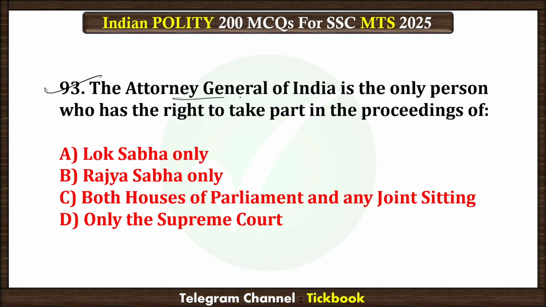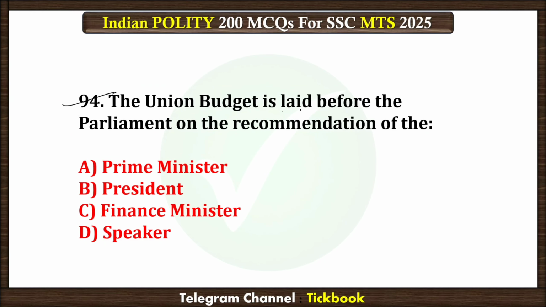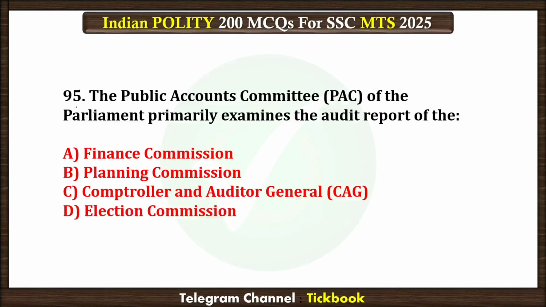93. The Attorney General of India is the only person who has the right to take part in the proceeding of. Option number C, both houses of Parliament and any joint sitting. 94. The Union Budget is laid before the Parliament on the recommendation of the. Option number B, President.